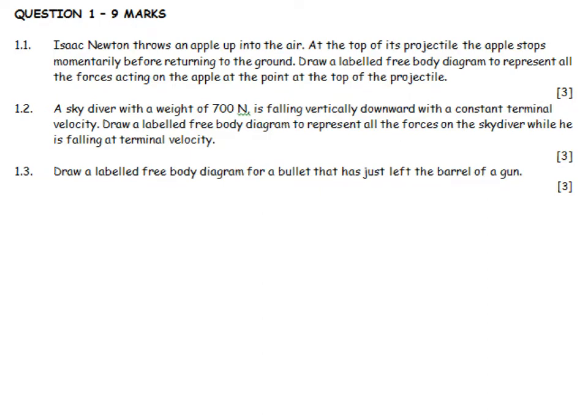So Isaac Newton throws an apple into the air. At the top of its projectile, the apple stops momentarily before returning to the ground. Draw a labeled free body diagram to represent all the forces on the apple at the top of its projectile. Well, firstly I need a circle. Then I need a downward arrow, and that's your gravitational force.